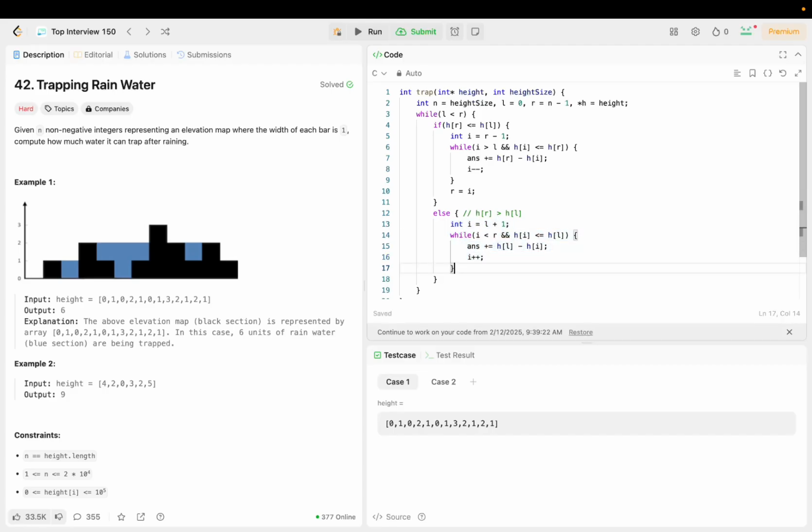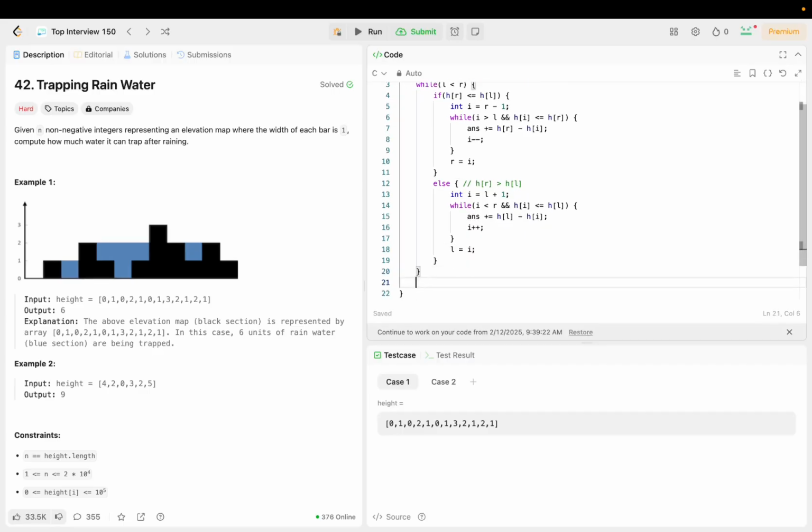Let me just indent these. And then we set l equal to i, so we moved the left pointer. And finally we return the answer. And before running this, just let me tell you that this will even work if the initial left index has a height equal to 0. So let's go to the canvas and let me show you how it will work.